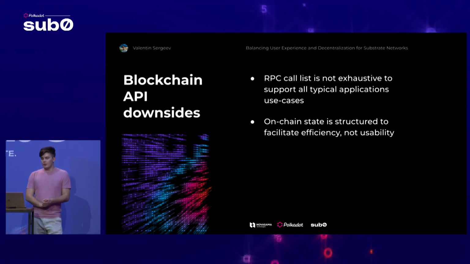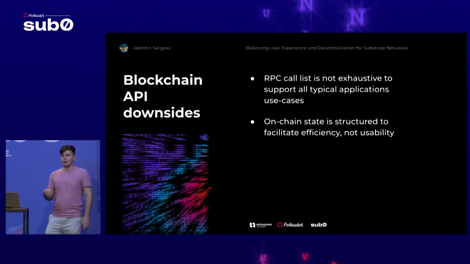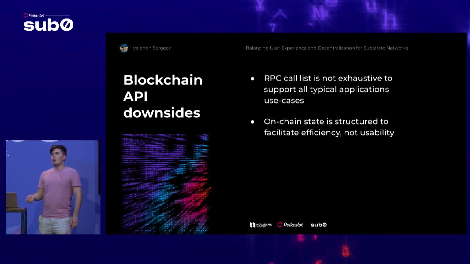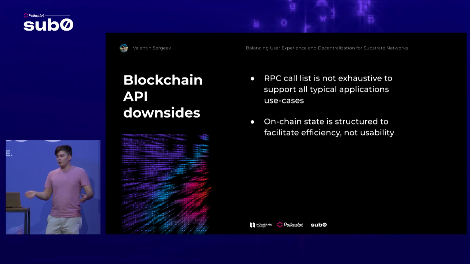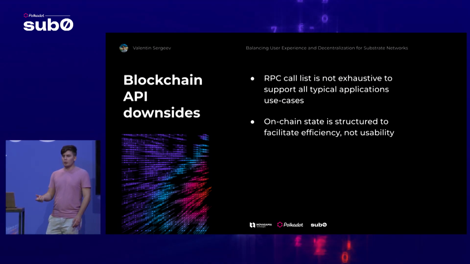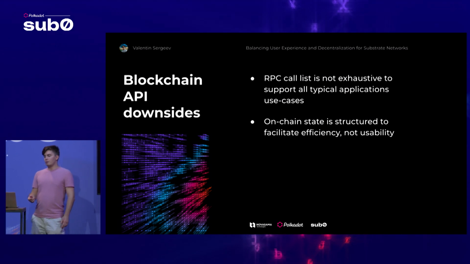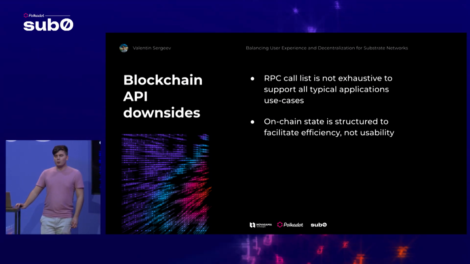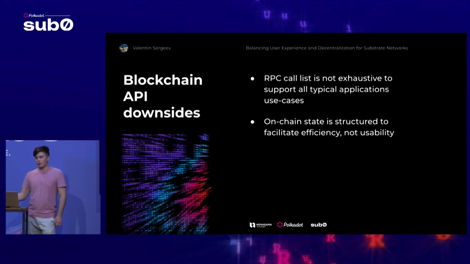And also, on-chain state is structured to facilitate efficiency in the first place and not usability. So while some information might be exposed to you from a blockchain, in a lot of cases it won't be feasible for you to fetch it in a reasonable amount of time.